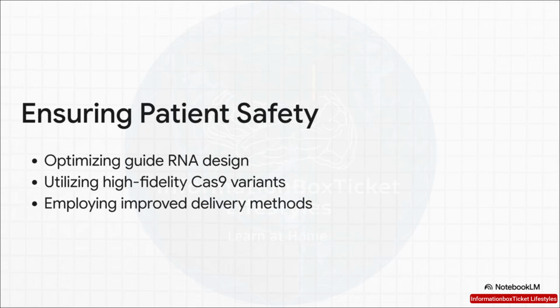So to prevent that from ever happening, researchers have developed this really smart three-pronged safety strategy. First, they designed that guide RNA to be incredibly specific, kind of like a key that only fits one single lock in the entire genome. Second, they've engineered high-fidelity versions of the Cas9 enzyme that are way more cautious and double-check their work before they cut. And finally, they're constantly improving how they deliver the CRISPR system into the body to make sure it only goes where it's supposed to and nowhere else.